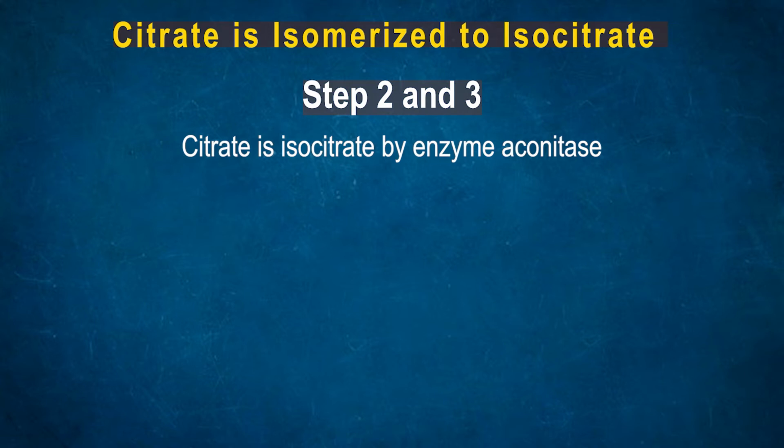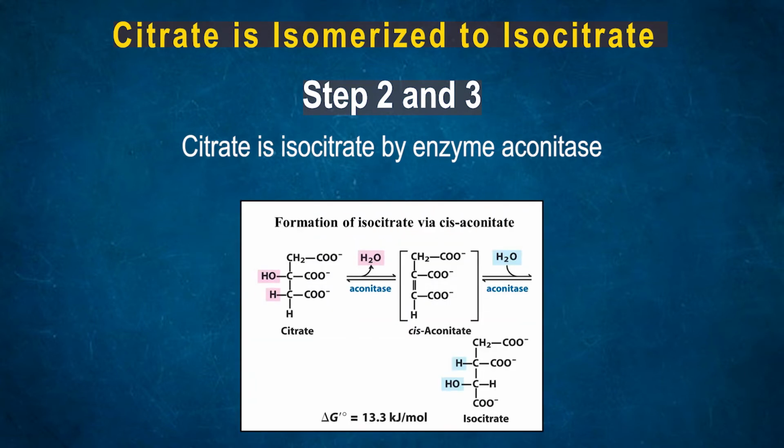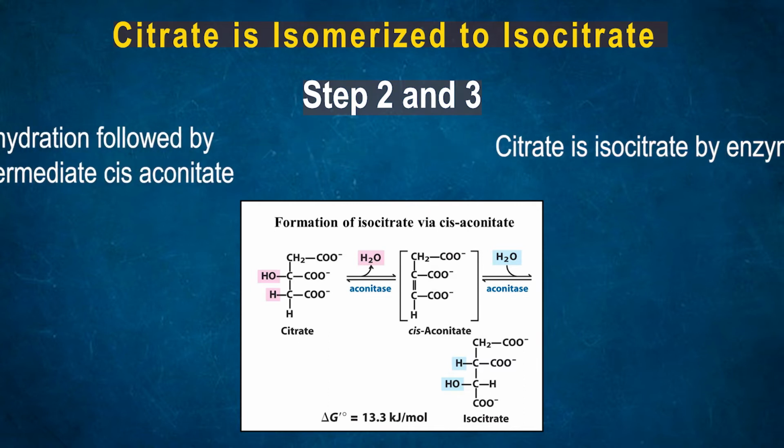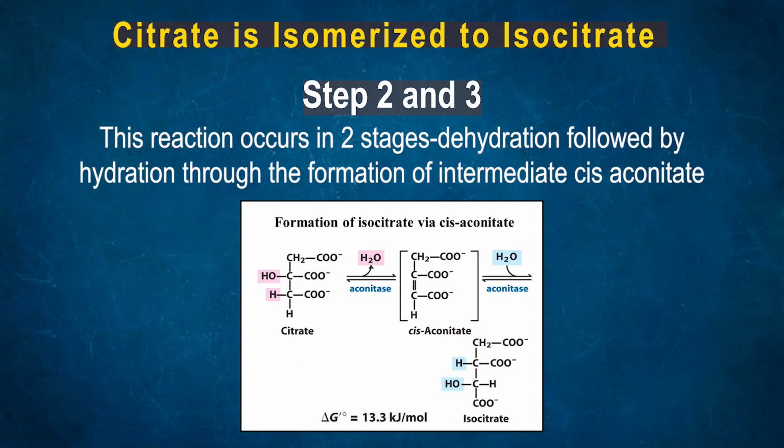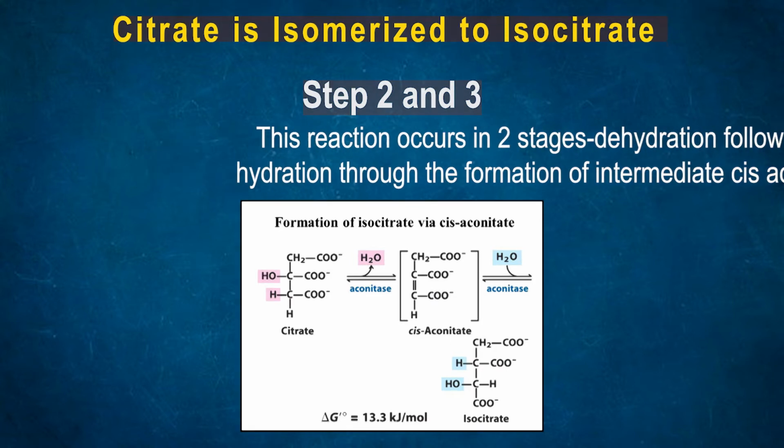Steps 2 and 3. Citrate is isomerized to isocitrate. This isomerization happens with the help of the enzyme aconitase. This is achieved in a two-stage reaction of dehydration followed by hydration through the formation of an intermediate called cis-aconitate.